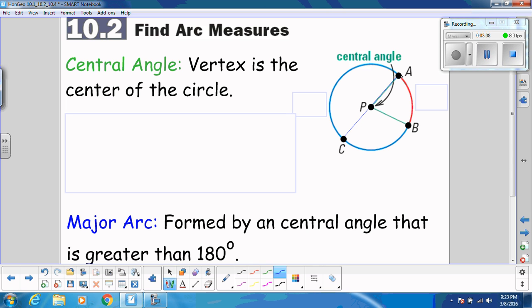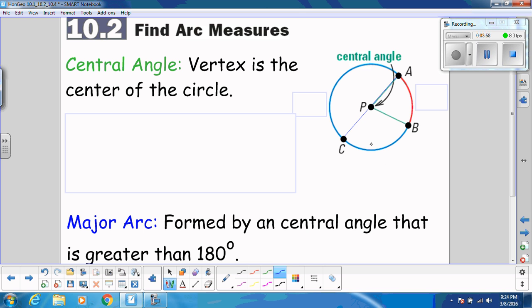So I have angle APB. That is a central angle. I have angle BPC. That would be a central angle. And I also have angle APC or CPA. Those would also be central angles.